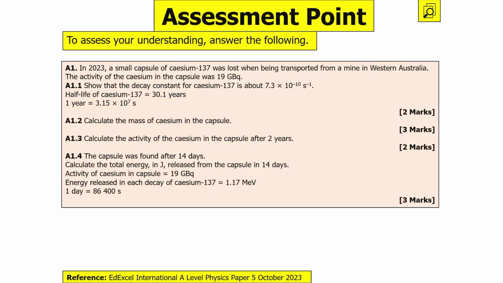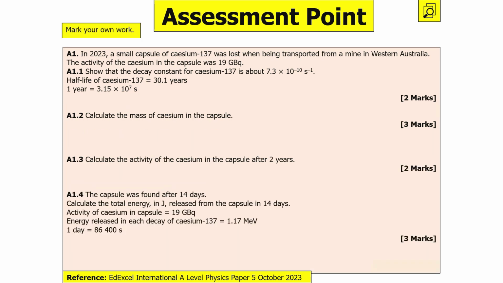In 2023, a small capsule of cesium was lost when being transported from a mine in Western Australia. The activity of the cesium in the capsule was 19 gigabecquerels, and the decay constant for cesium-137 is about 7.3 times 10 to the minus 10 seconds to the minus 1. Calculate the mass of the cesium in the capsule. Calculate the activity of the cesium in the capsule after 2 years. Then the capsule was found after 14 days. Calculate the total energy in joules released from the capsule in 14 days. So, pause the video now, and then unpause the video when you want to go through your answer.